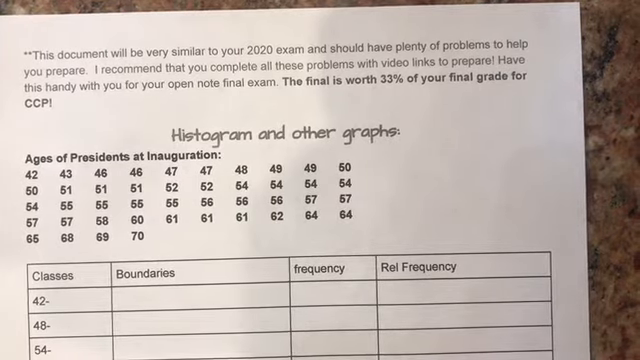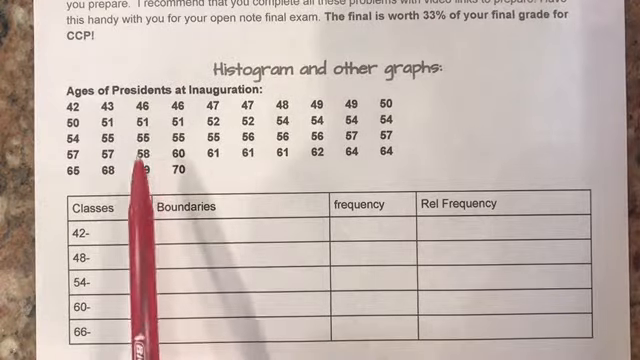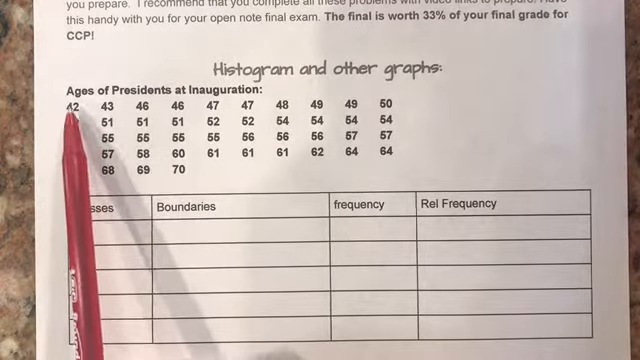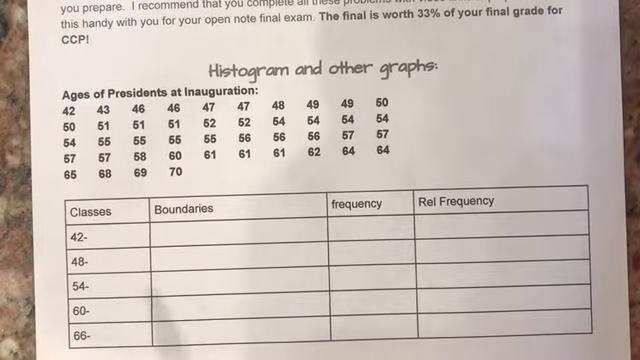Here we're going to go over again how you make a histogram, a stem and leaf plot, and a box plot. So these are the ages of presidents when they were inaugurated, and I put these in order. So the youngest age was 42 and the oldest age was 70.